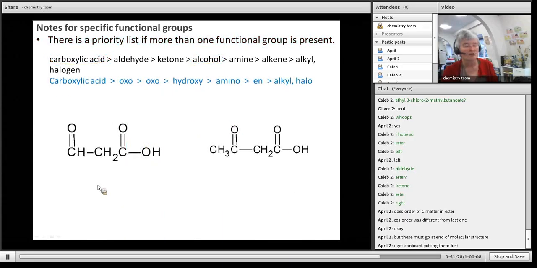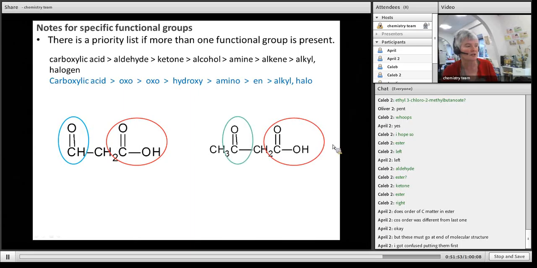I'm putting these out there, but really, I have never seen anything like this in the exam paper, so you wouldn't get something like this, but just so that you know the ordering of things. Here I've got an aldehyde with a carboxylic acid. Here I've got a ketone with a carboxylic acid. So I put the dominant one first. That's the dominant one. That's the less dominant one, if you look at the order.